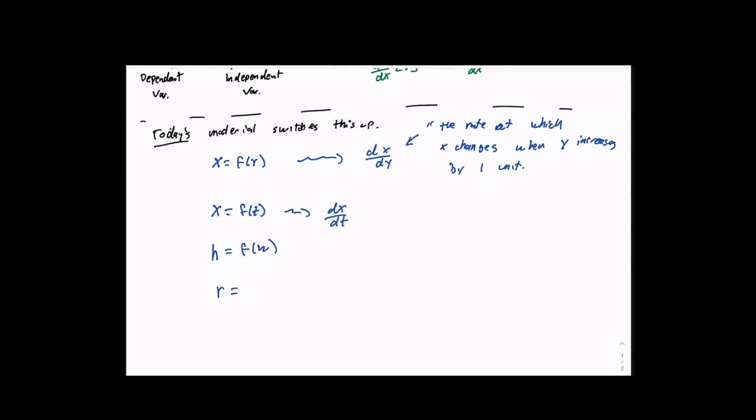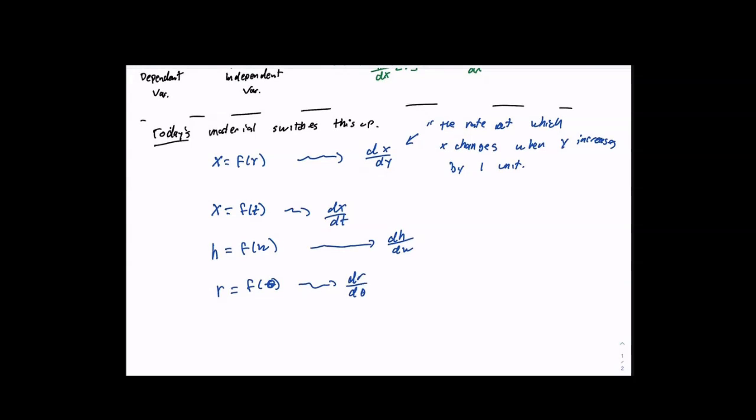So with trig, we usually say r, the radius, is a function of theta, the angle made from the x-axis to the line. I didn't say that this is dh dw, and then this would be dr d theta. The work is the same, all right?